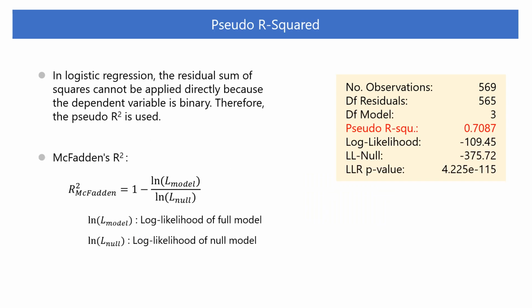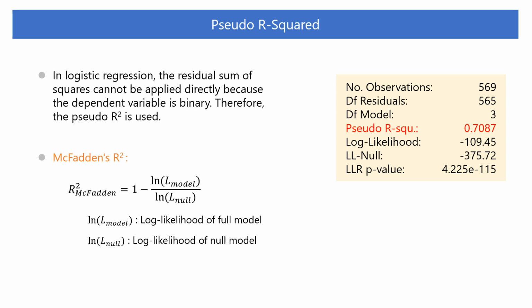The value of pseudo R squared is equivalent to the R squared, or coefficient of determination, in linear regression. In logistic regression, the concept of the residual sum of squares cannot be applied directly because the dependent variable is binary. Therefore, the pseudo R squared is used as a concept similar to R squared in linear regression. Various methods exist for calculating the pseudo R squared.